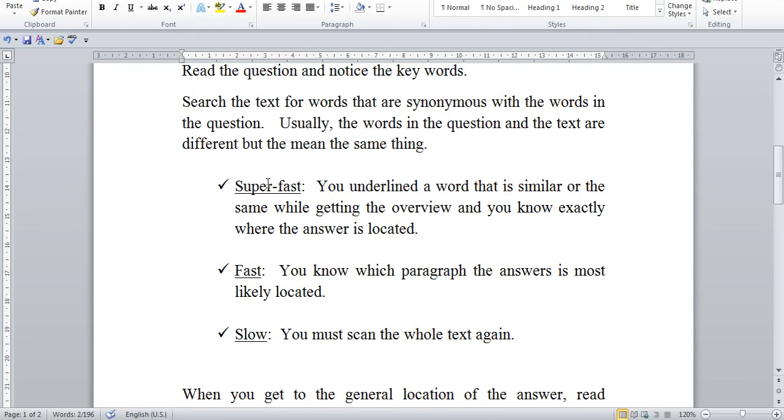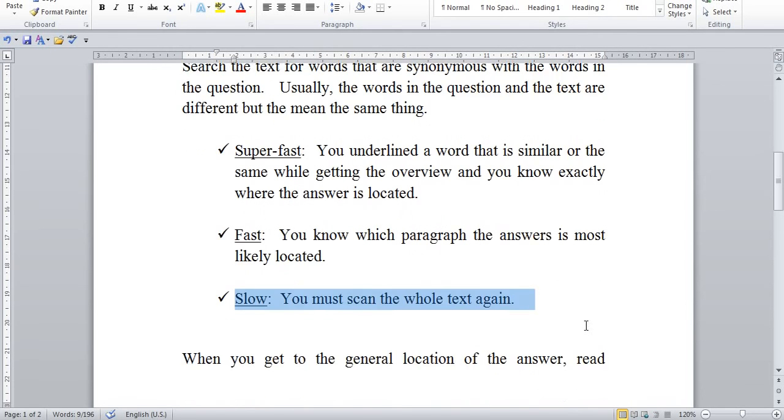The best case scenario is that when you got the overview, you underlined a word that is similar to a word in the question, because this will help you get to the location very quickly. Or maybe that you generally know which paragraph the answer is in. That's also good. But what's not good is if you have to scan the whole text every time you read a question. That does not work. You've got to be able to go to the right paragraph and then read carefully.